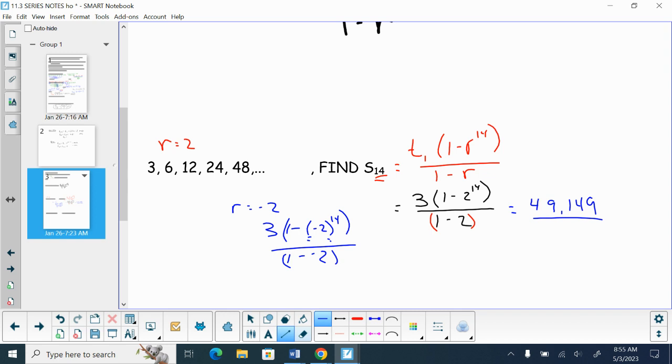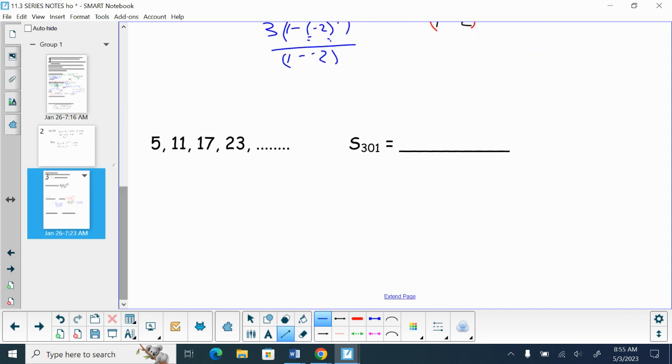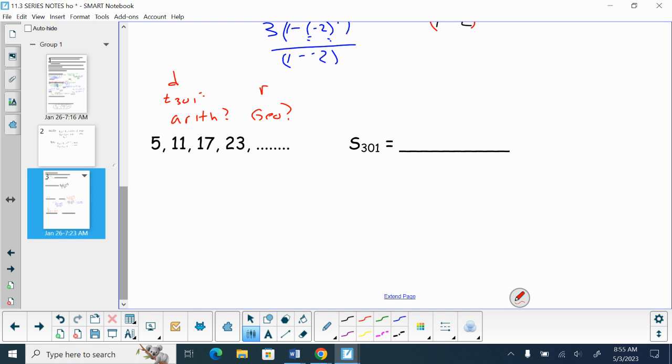Take a look at one last one. I want to find the sum of the first 300 first terms. You have to first identify, is it arithmetic or geometric? Once it's arithmetic or geometric, if it's arithmetic, you're going to have to find term 301, which means you're going to have to find your difference. If it's geometric, you don't have to find the last term, you just need to find your ratio.